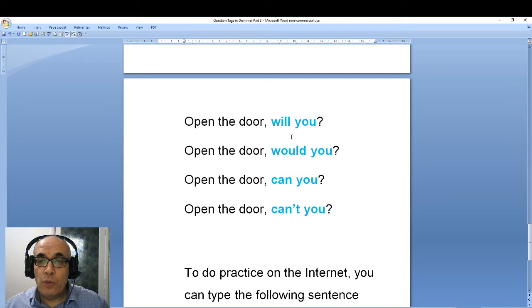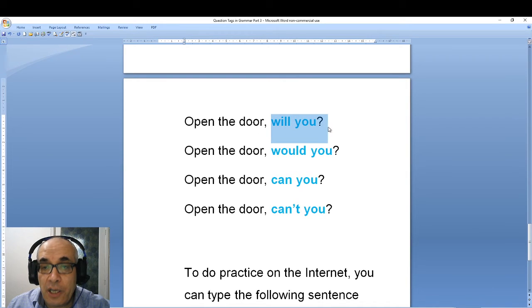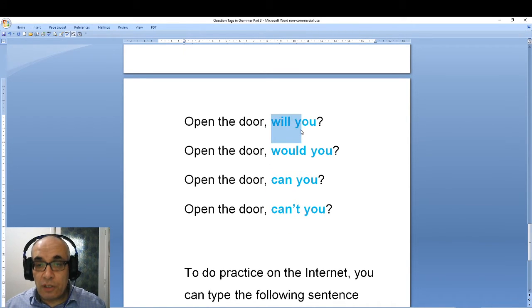Again, open the door, will you? Open the door, would you? Open the door, can you? Open the door, can't you? So any one of these is correct. Will you? Would you? This is positive, this is positive, this is positive, this is negative. So you can use any modal verb. Will is a modal verb, would is a modal verb, can is a modal verb. You can use positive, you can use negative.